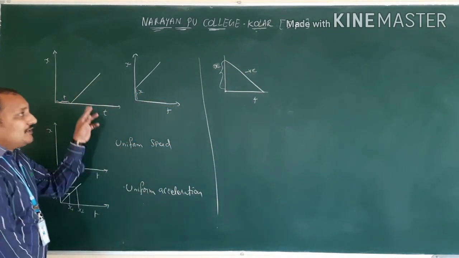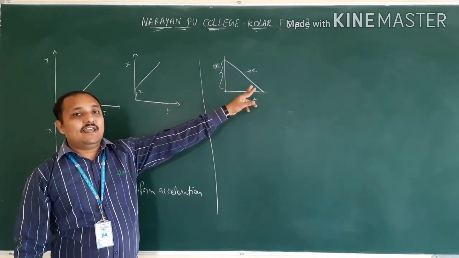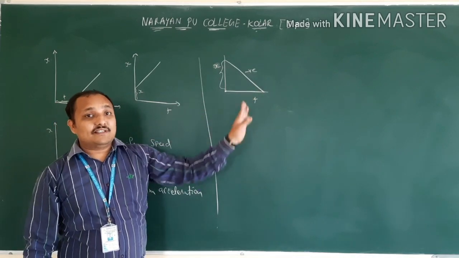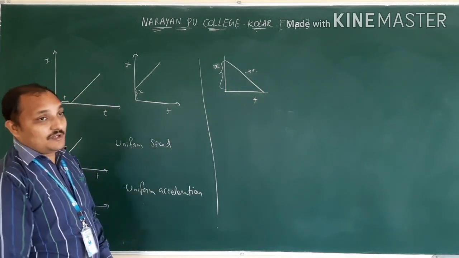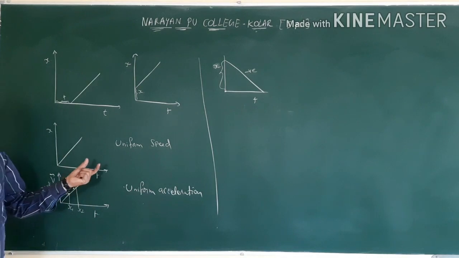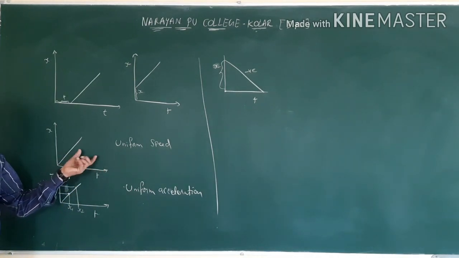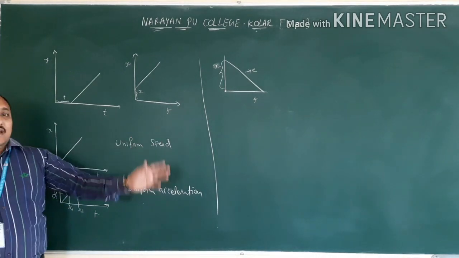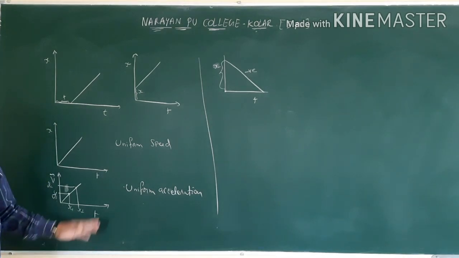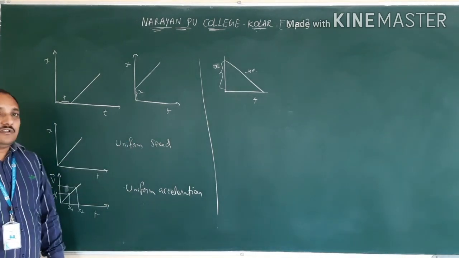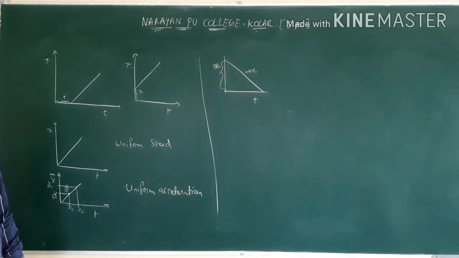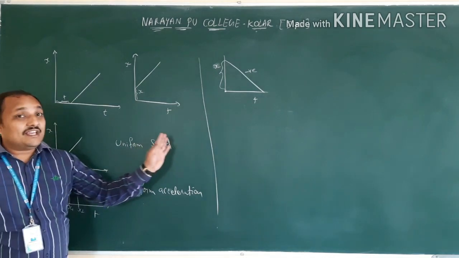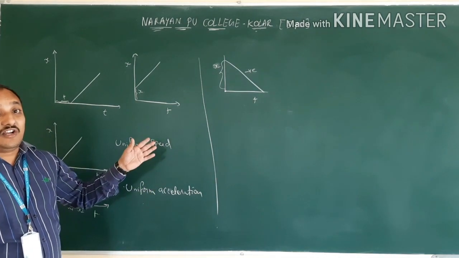Okay, so this is having positive slope, this is having negative slope. You will be having some graphs with negative slopes also. And the remaining graphs, I will draw after getting the equations of motion. You already saw in which course v is equal to u plus at, s is equal to ut plus half at square, v square minus u square equal to 2as. By knowing the equation, we can draw the graph also.